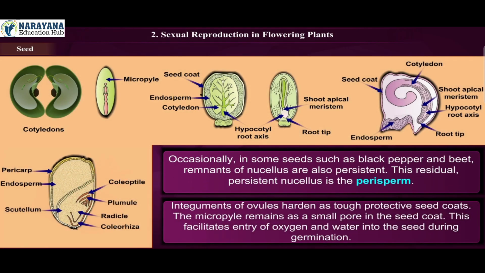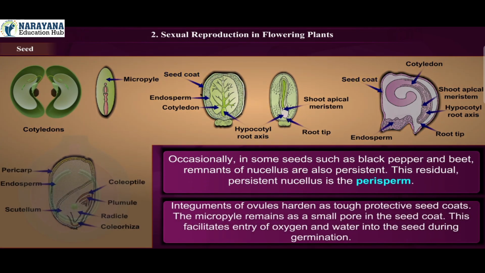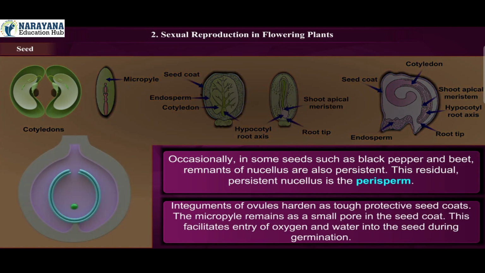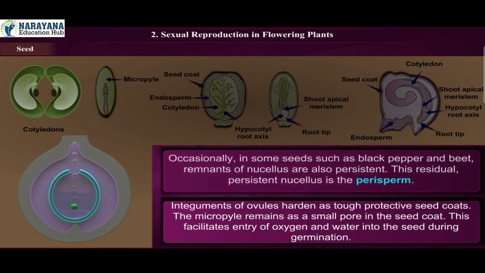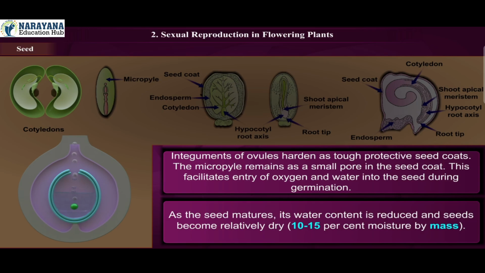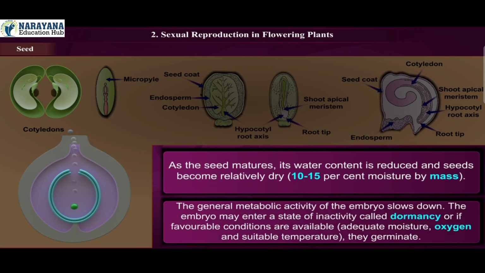Integuments of ovules harden as tough protective seed coats. The micropyle remains as a small pore in the seed coat. This facilitates entry of oxygen and water into the seed during germination. As the seed matures, its water content is reduced and seeds become relatively dry, that is 10 to 15% moisture by mass. The general metabolic activity of the embryo slows down.